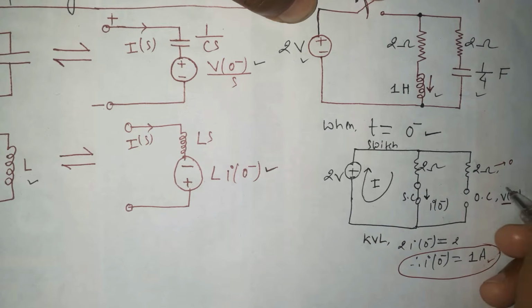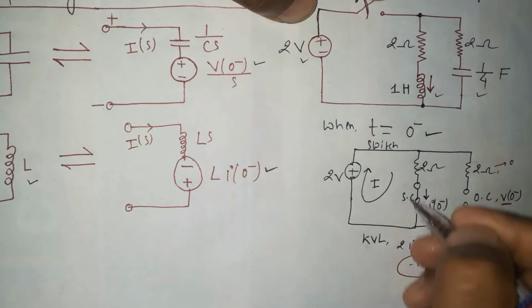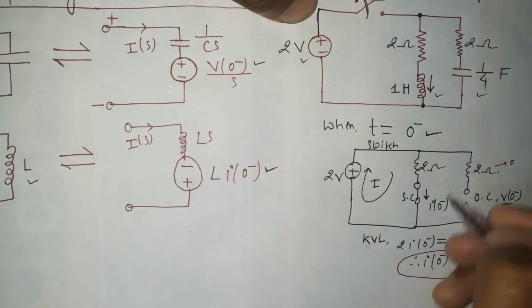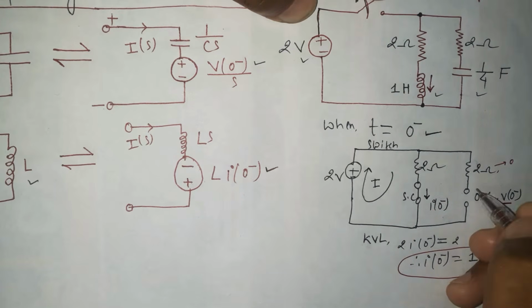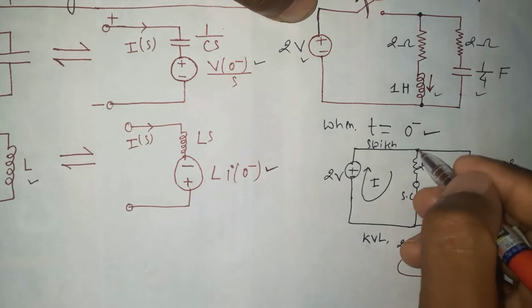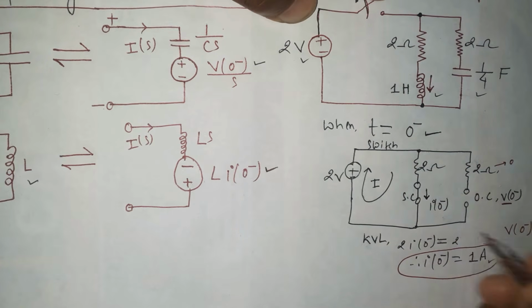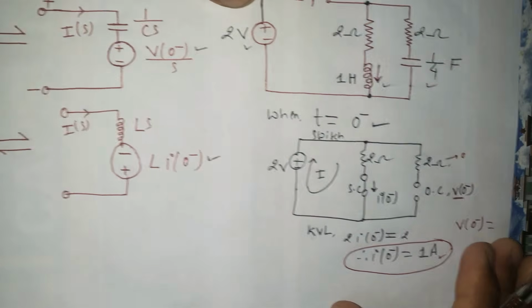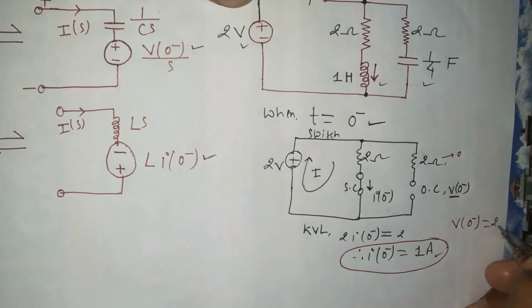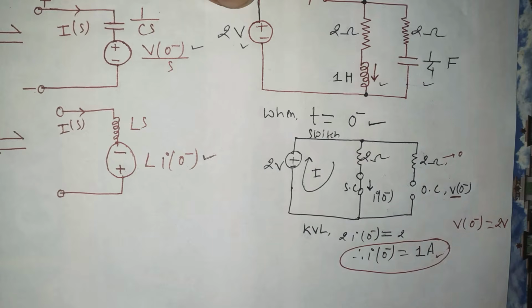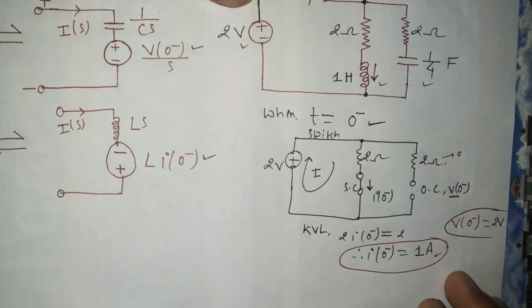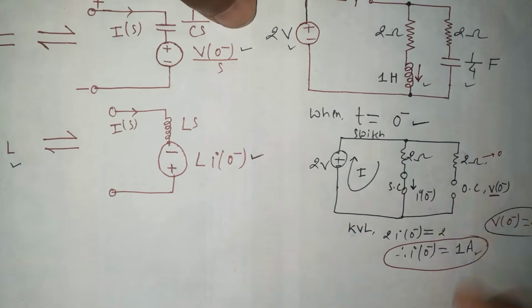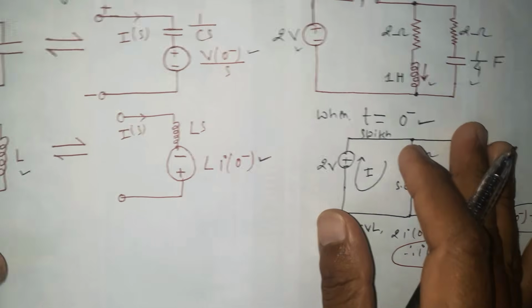So the voltage of this should be the same as the voltage of this, because they are in parallel. So V 0 minus will be the same as the voltage across this terminal. Voltage across this terminal is just 2 times 1, which gives 2 volt. Here we have calculated V 0 minus as 2 volt by using Kirchhoff's law.